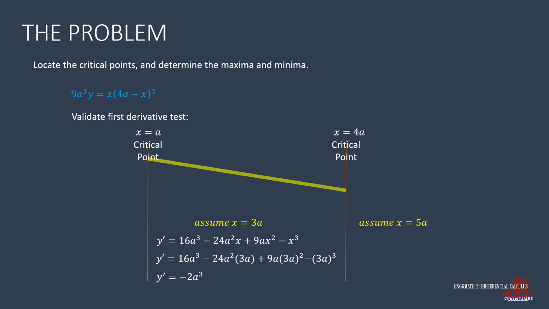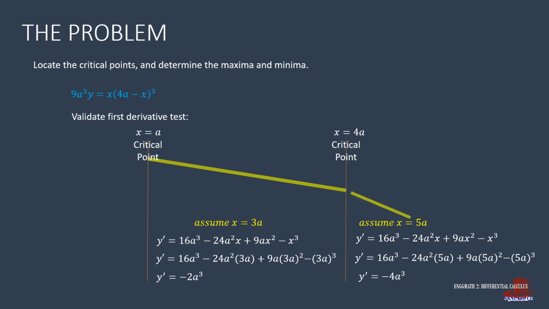For the right range, assume x of 5a. And using the slope equation, we get 16a cubed minus 24a squared times 5a plus 9a times the square of 5a minus the cube of 5a, which is simplified as negative 4a cubed. Since this is also negative, the curve continues from top left and slides down to the right. Having this as the trend of the curve, point 2 is not an extreme.